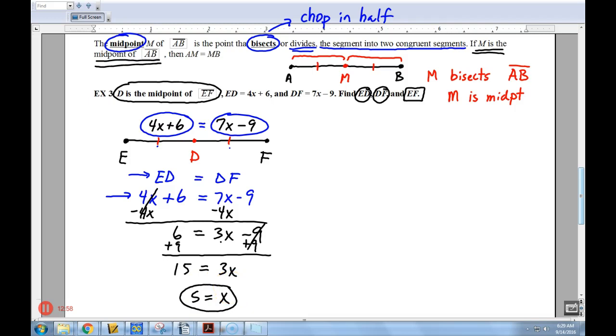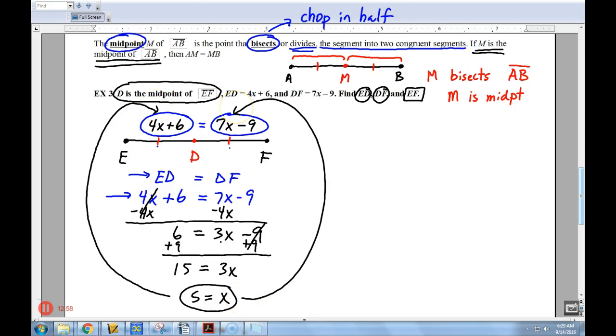Now that I have x equals 5, I should be able to go in and substitute and find the answers for all the pieces. So let's come right back up to my picture, and we're going to put it in right there. And if I've done this right, I should get the same for both sides. So I plug that in, and 4 times 5 plus 6, I'm doing the left-hand side, I'm doing ED right now. That comes out to be 26, so this was ED. And I'm going to do the right-hand side, 7 times 5 minus 9. Well, that's 35, subtract 9, that's also 26. So it looks like my answer's checked out.